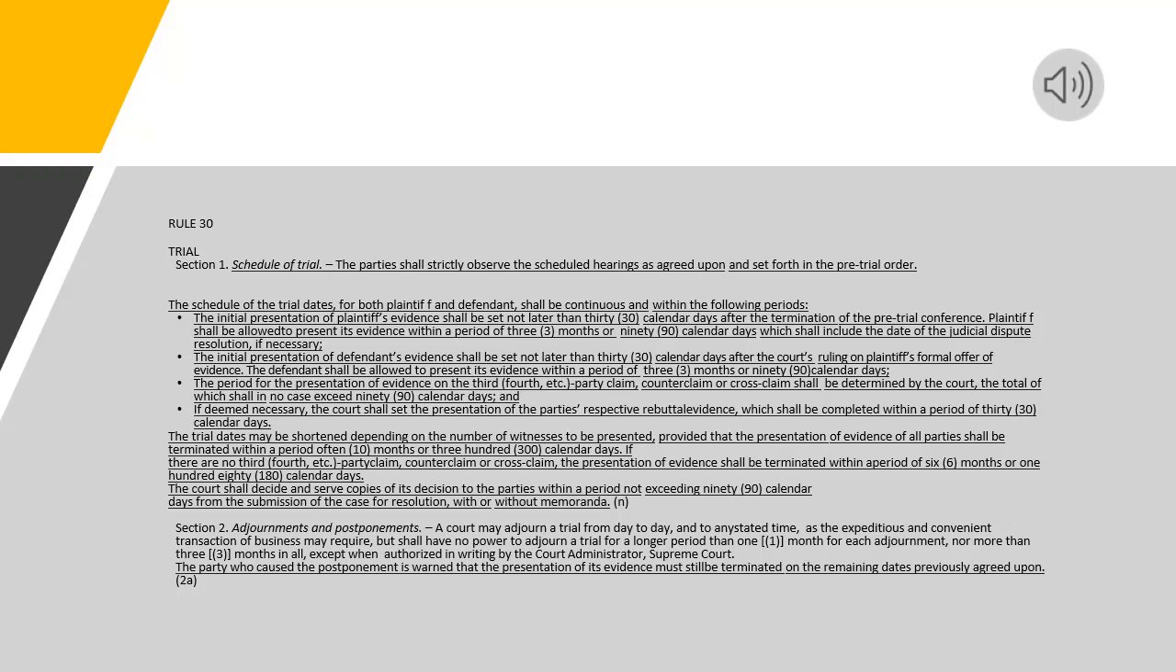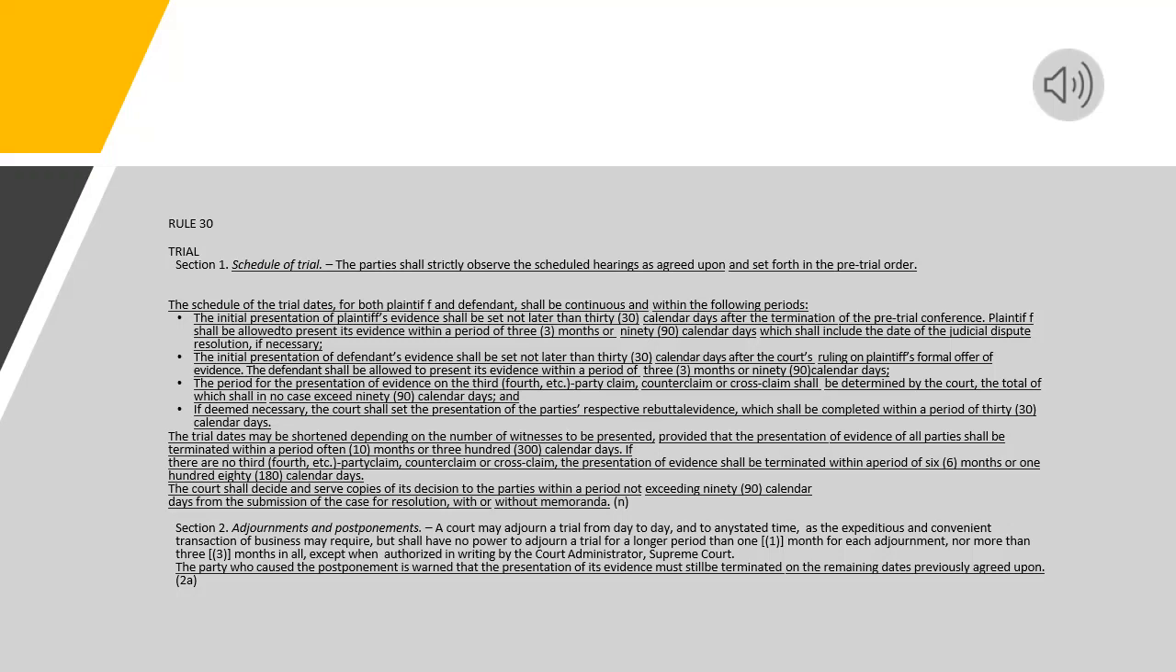If there are no third, fourth, etc. party claim, counterclaim or cross-claim, the presentation of evidence shall be terminated within a period of 6 months or 180 calendar days. The court shall decide and serve copies of its decision to the parties within a period not exceeding 90 calendar days from the submission of the case for resolution, with or without memoranda.